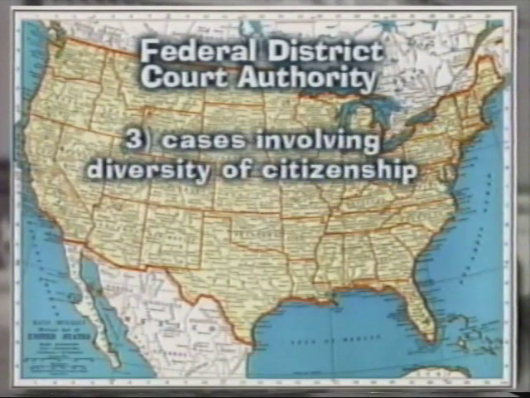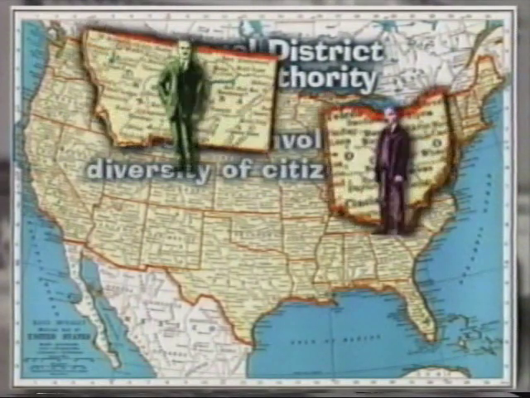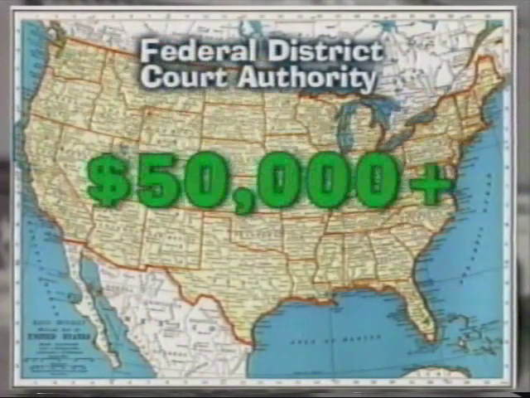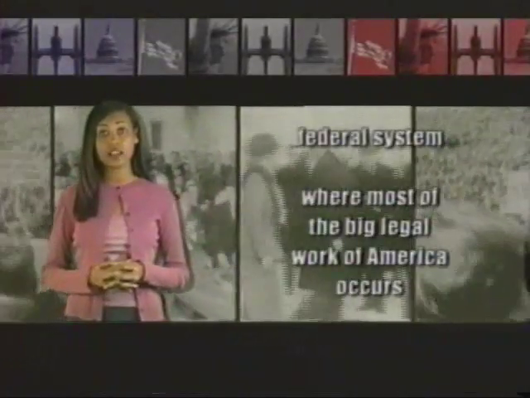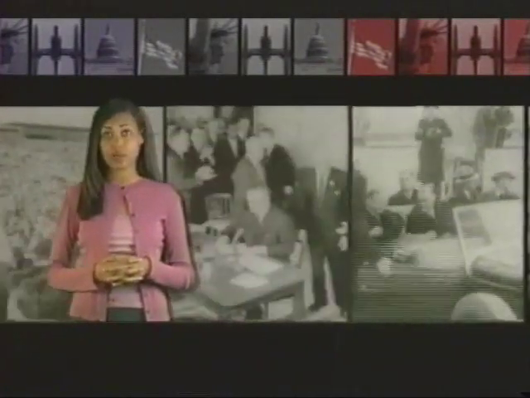And third, cases involving diversity of citizenship, meaning cases with people from different states or where the issue involves more than $50,000. It's in the federal system where most of the big legal work of America occurs. But what happens when the people involved in a case within the federal district courts aren't happy with the outcome?